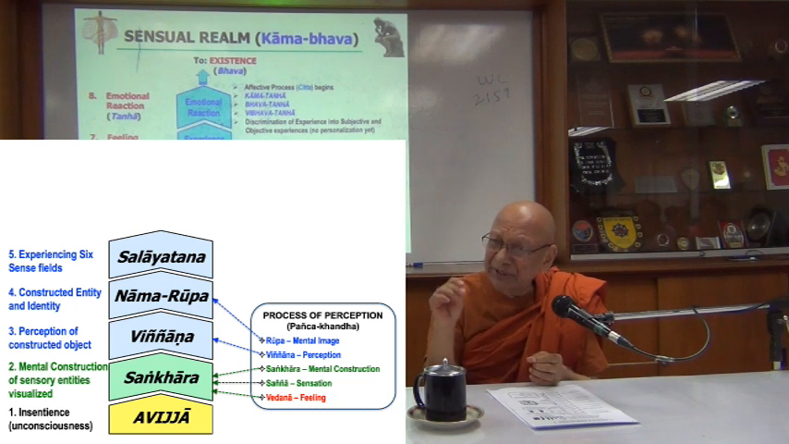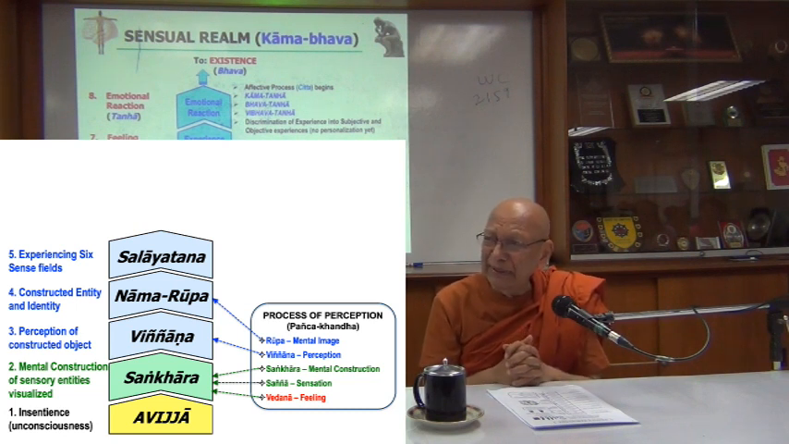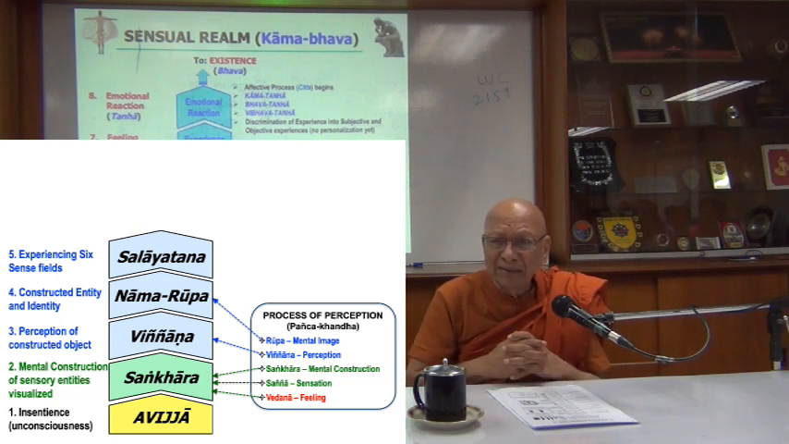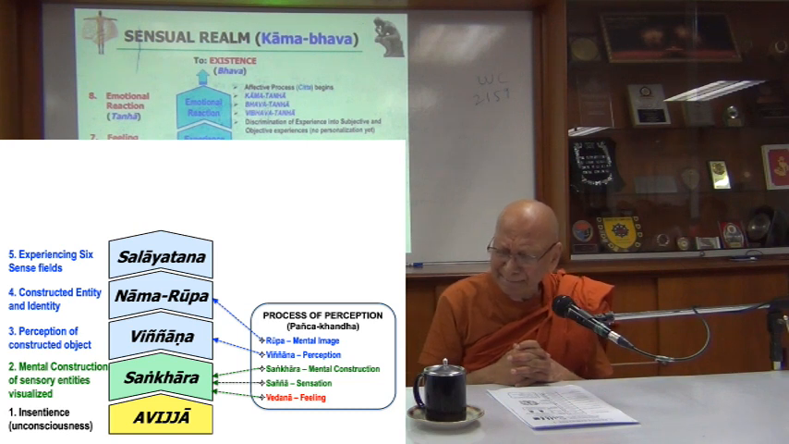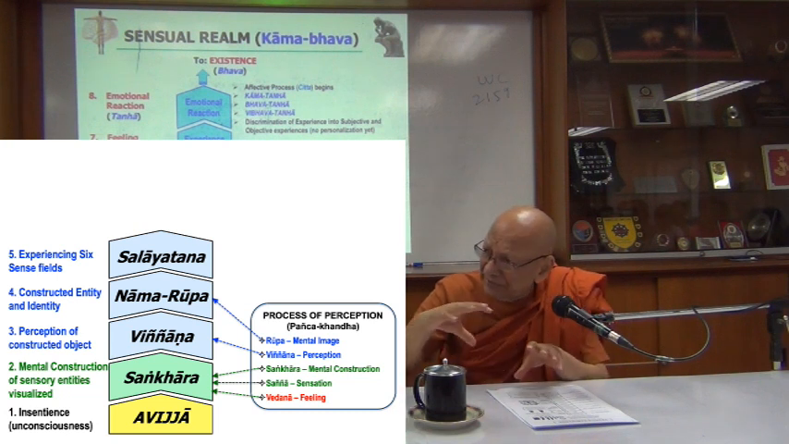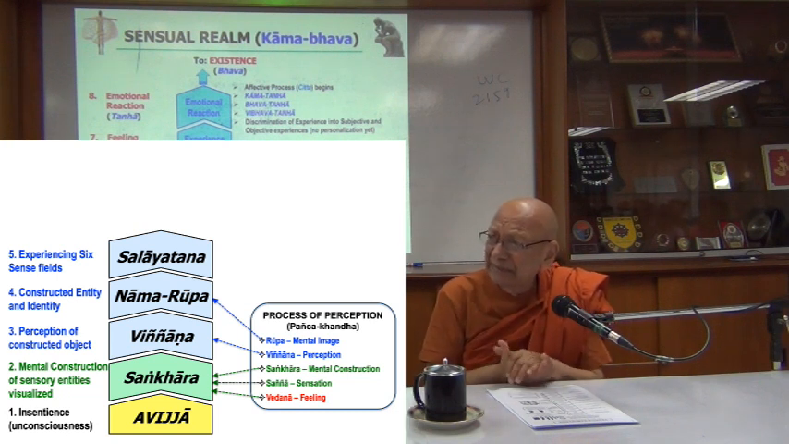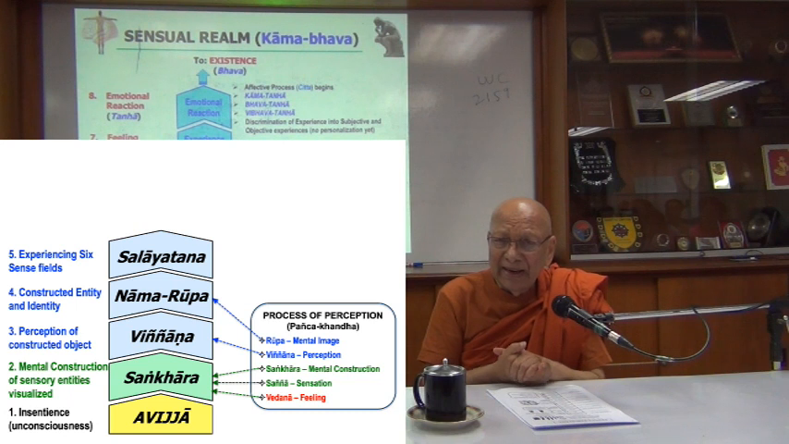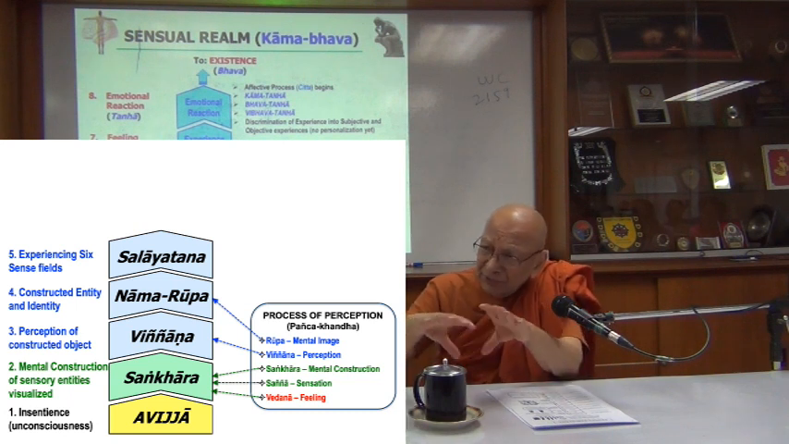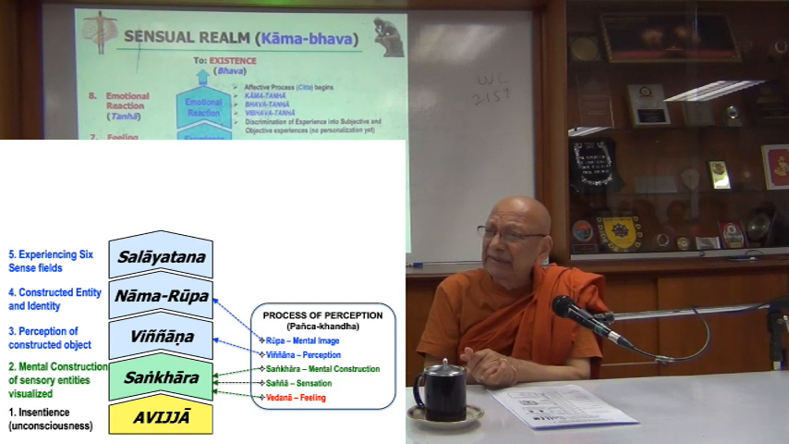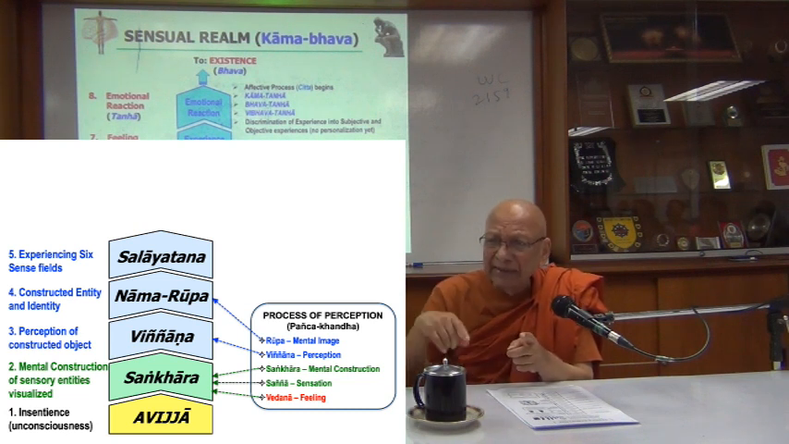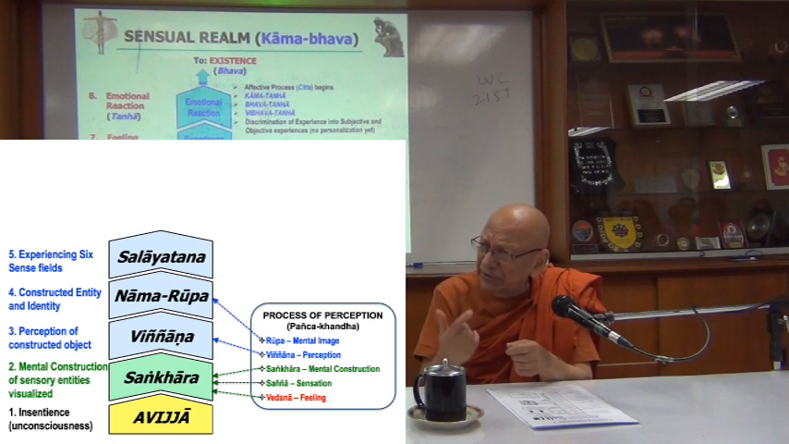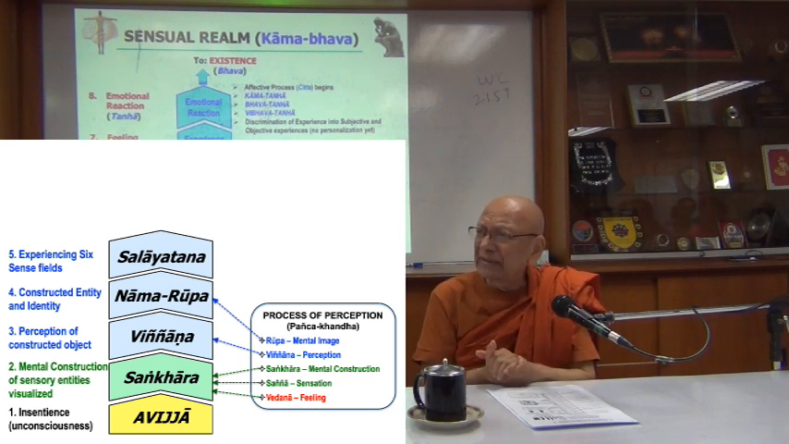Sala means the 6. Ayatana means the senses. The sense feels. 6 sense feels. So it's 6 aspects. The 6 aspects. And so to get a full understanding of the object, you have to not only use your eyes, you have to use your ears, your nose, your tongue and touch. Everything.